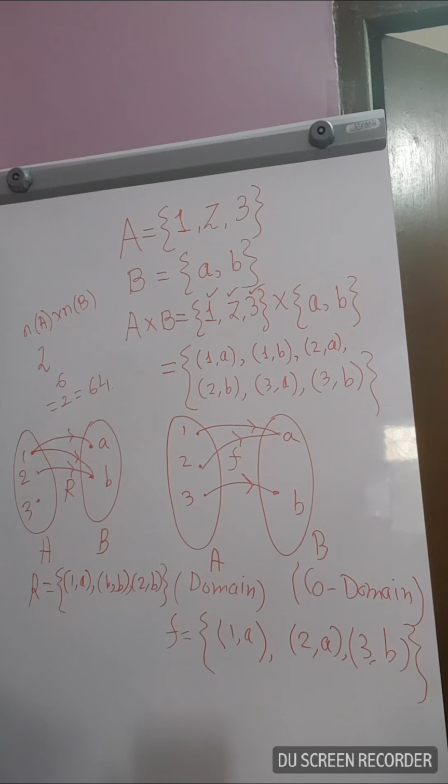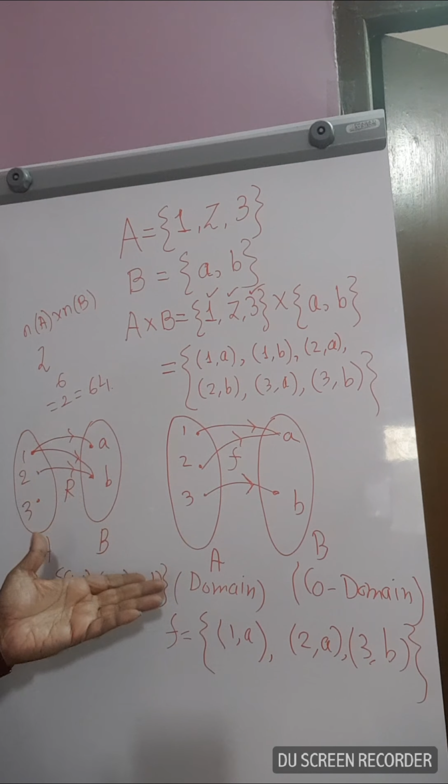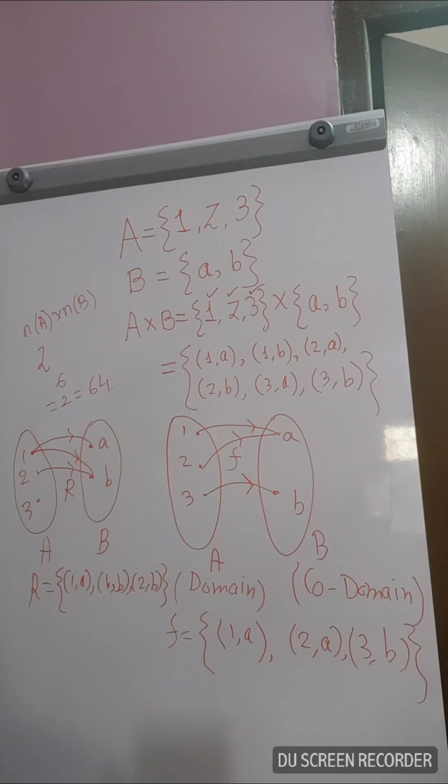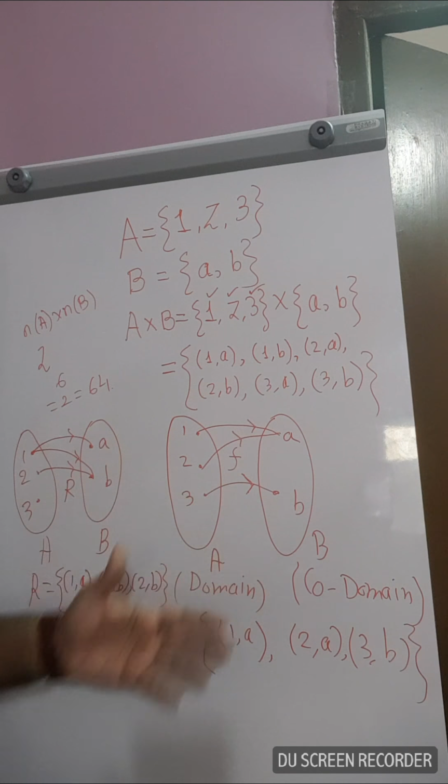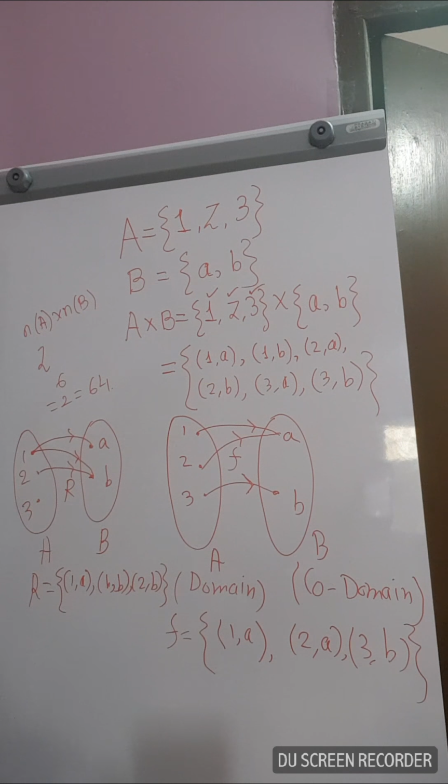Now functions can be classified in 4 categories actually. In 4 categories we can classify these functions. One is into function and onto function. So what is an into function and onto function?